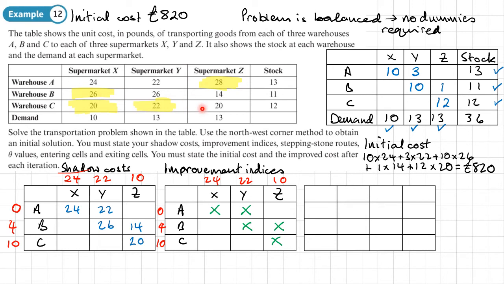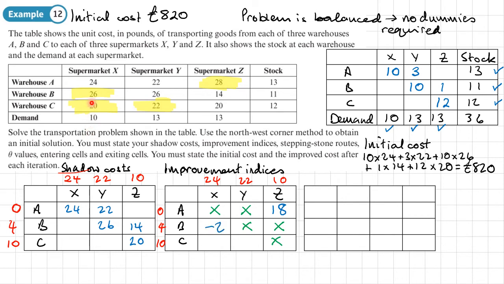So I've also highlighted those cells here. So let's now work out improvement indices. So at the moment I've got 0 and 10 here. I see that I've got 28 in this box here. So remember, it's going to be this cost minus the shadow indices. So it's 28 minus 10 minus 0. Just gives you 18. Then for this cell here, which is the one here that has 26. So 26 minus 24, which is 2, minus 4, leaves me with minus 2.